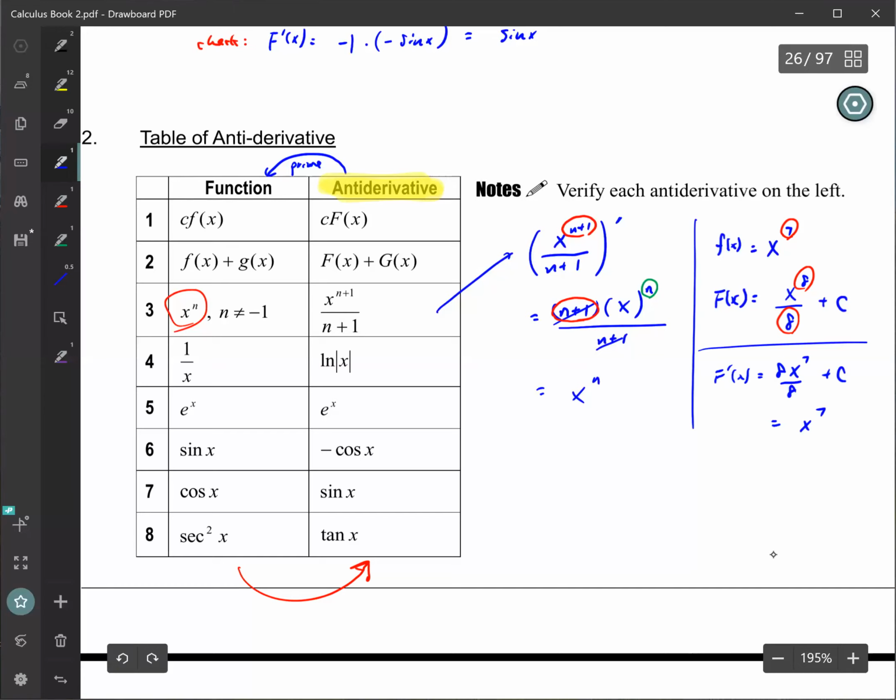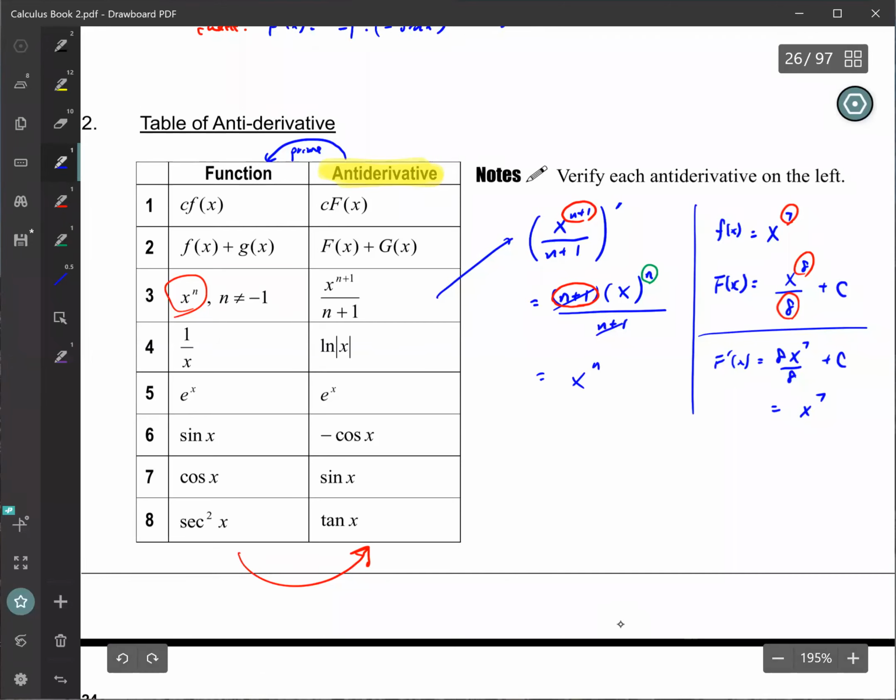Understand now? Okay, so now look at question number 4. If you remember, ln x prime will give you 1 over x. That's one of the formulas that we learned in exponentials. And e to the x, it doesn't matter how many times you prime, it will be the same. But that's if it's x. If it's not x inside, you need to use the chain rule.